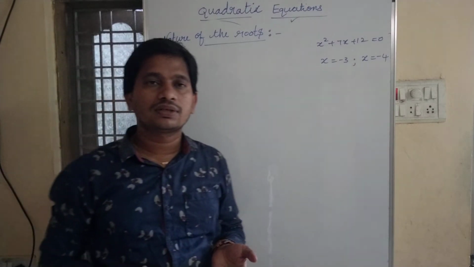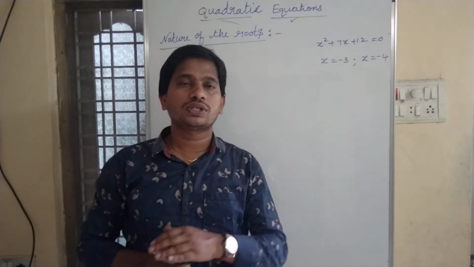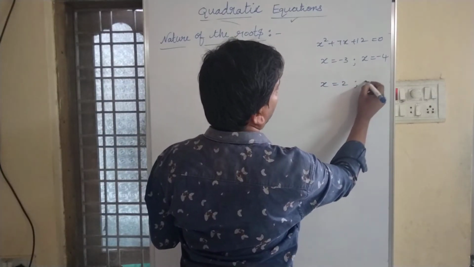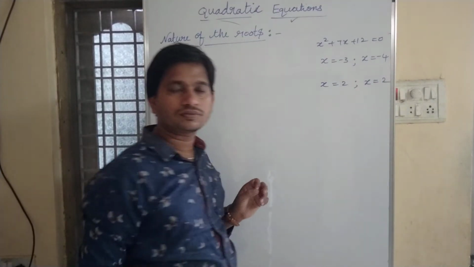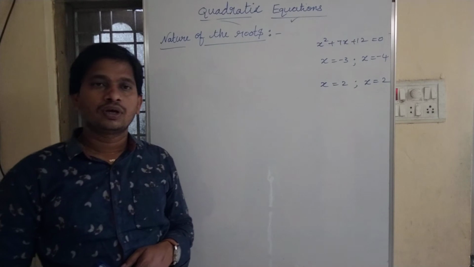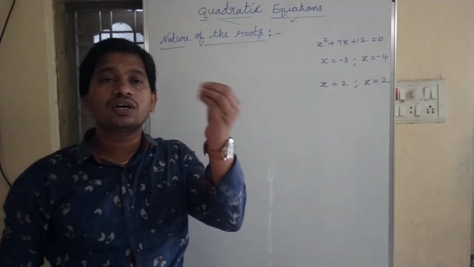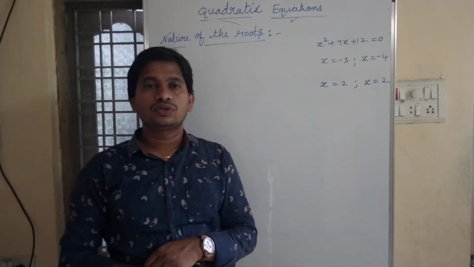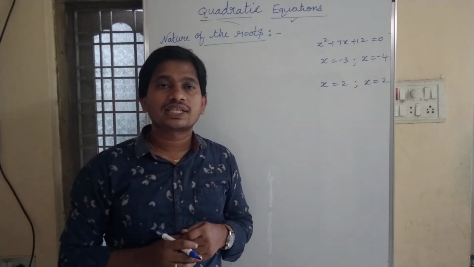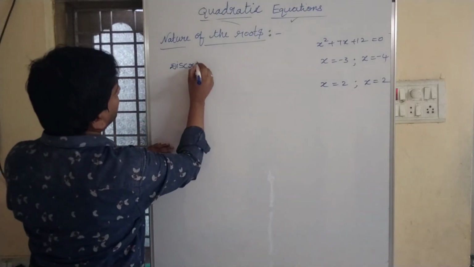Okay, sometimes for another quadratic equation we may get equal roots. Sometimes you may get x is equal to 2 and x is equal to 2. You may get the same roots. Okay, so now how to find the nature of the roots of a quadratic equation? To find the nature, we need to find the discriminant. What we have to find? We have to find the discriminant.